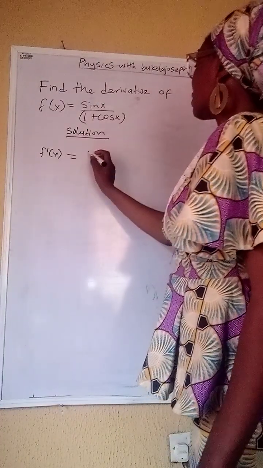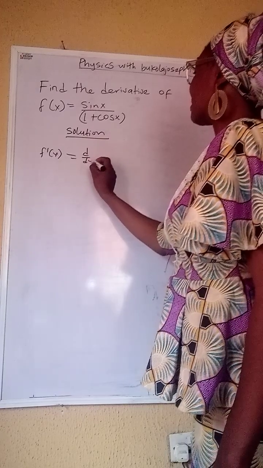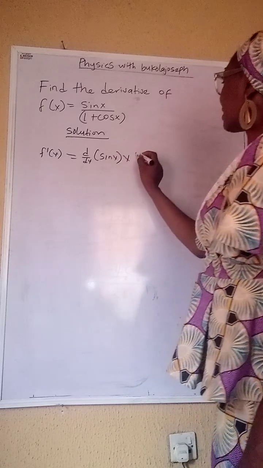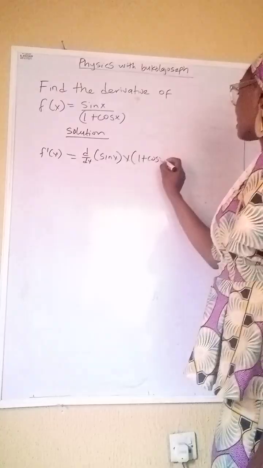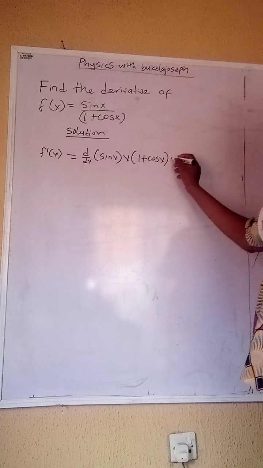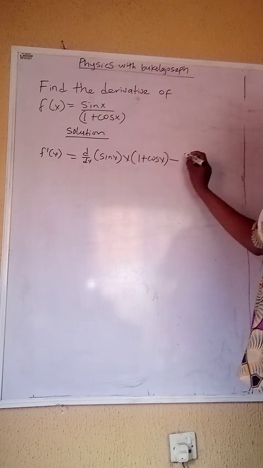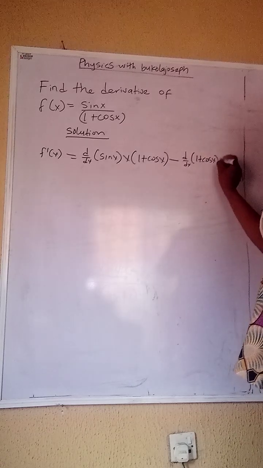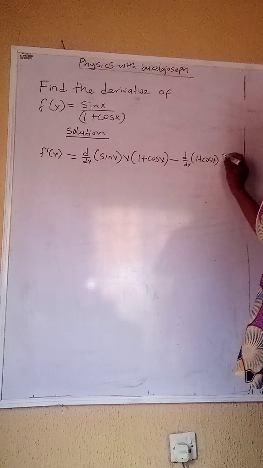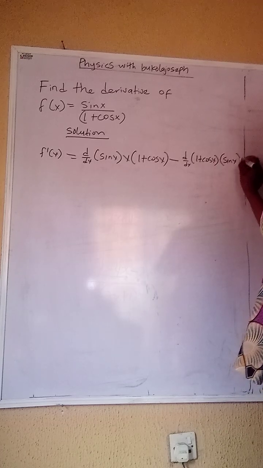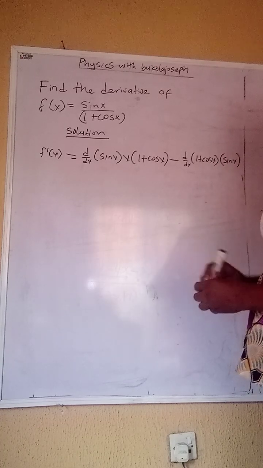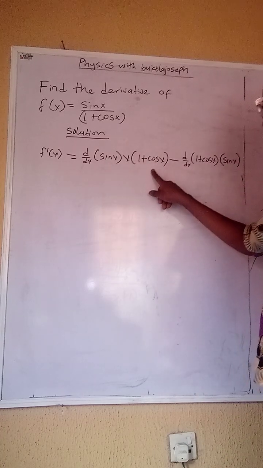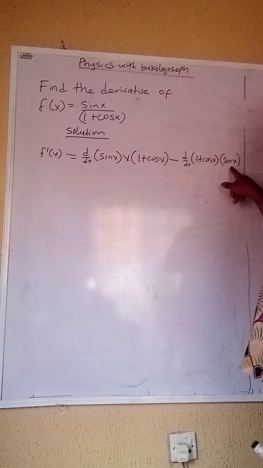So we are going to be differentiating the numerator first. We will have d/dx of sine of x, right? Multiplied by 1 plus cos x. Okay. Then minus, we differentiate this one now, d/dx of what? 1 plus cos x. Then multiply it by the numerator. We have sine of x. We close the bracket. Okay, so now you can see this is the numerator, this is the denominator, this is the denominator, this is the numerator.